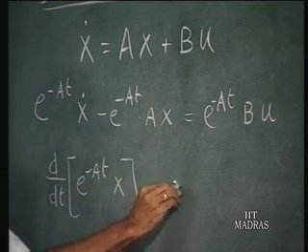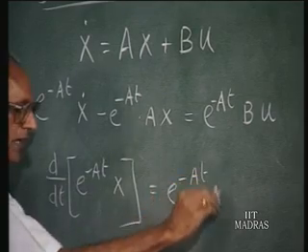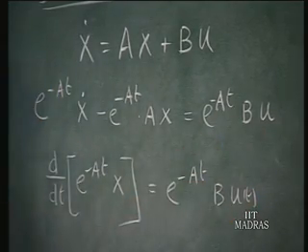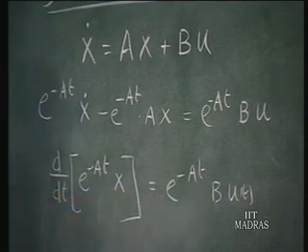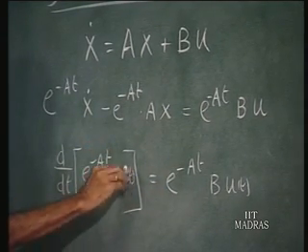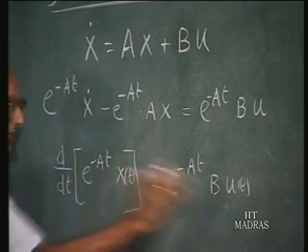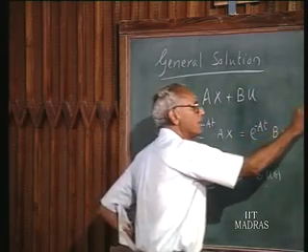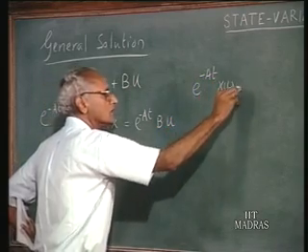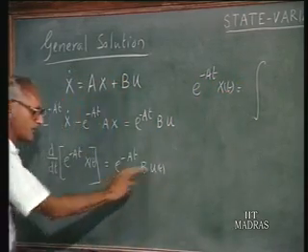This will be of course e power minus at times b u of t. This u is a function of time. Since this is the derivative of this is equal to this, e power minus at times x of t, this is x of t of course, x of t must be the integral of that. So you can write e power minus at times x of t is the integral of this.